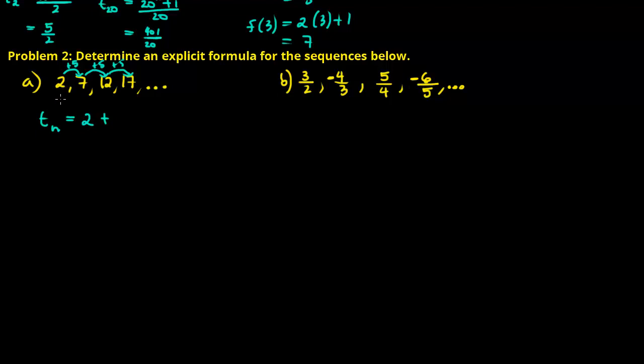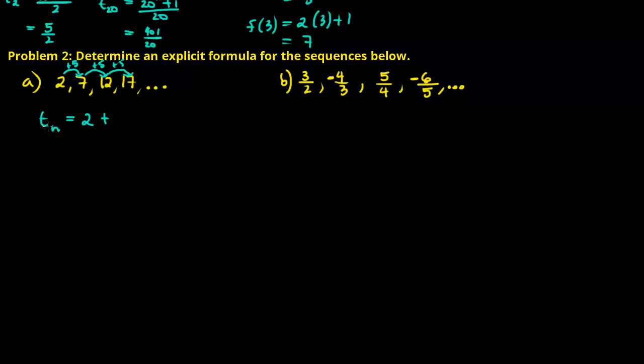So for the second term, I've added 5 once. For the third term, I've added 5 twice to 2. For the fourth term, I've added 5 3 times. For the fifth term, I'll have added 5 4 times to the first term.